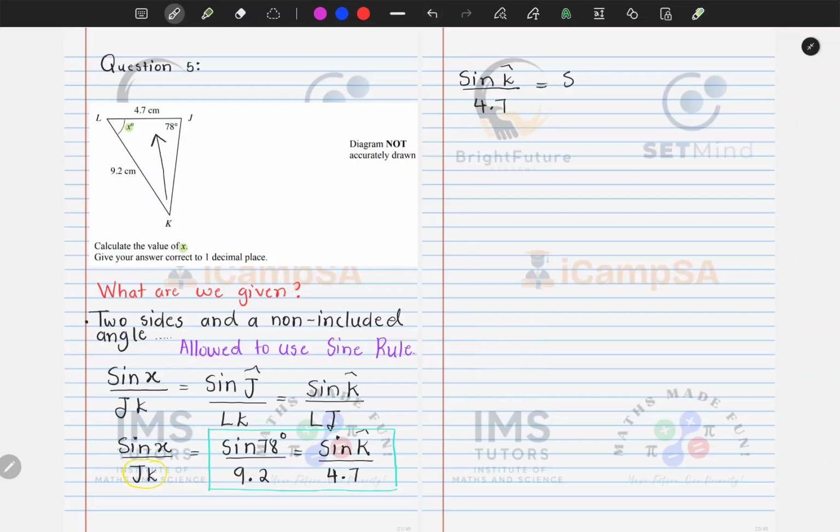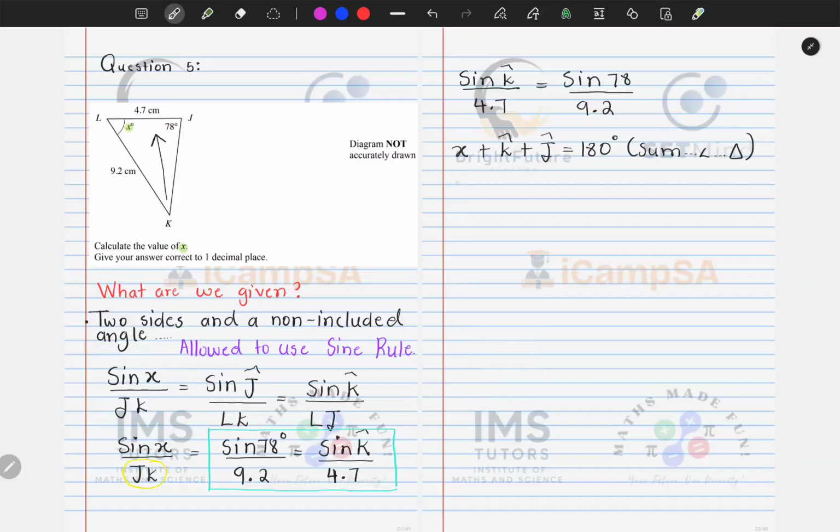This will be equal to sine of 78 divided by 9.2. So it looks like angle k is easier to find, but think about it carefully. We know that x plus angle k plus angle j will give us 180 degrees. This is the sum of angles in a triangle.